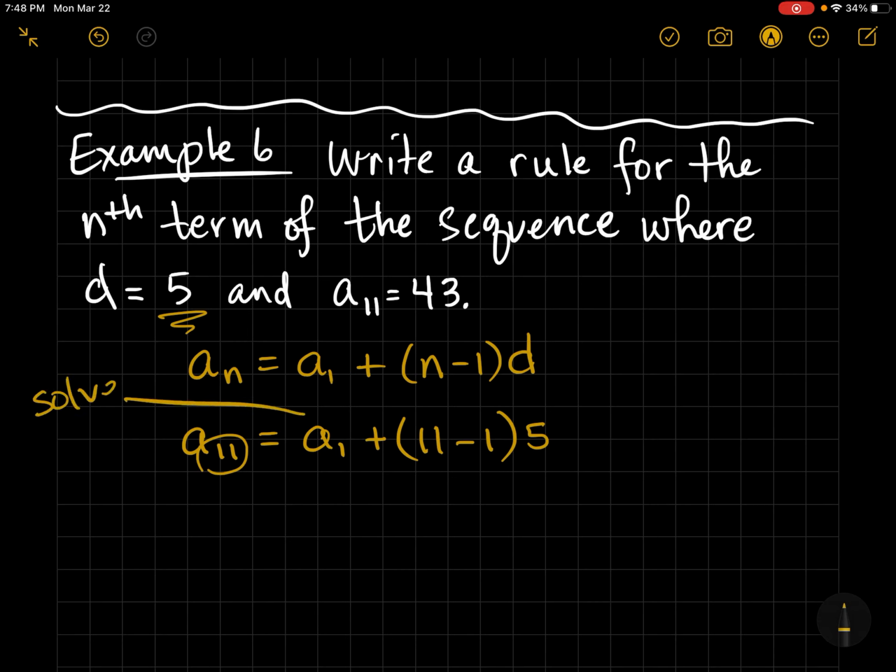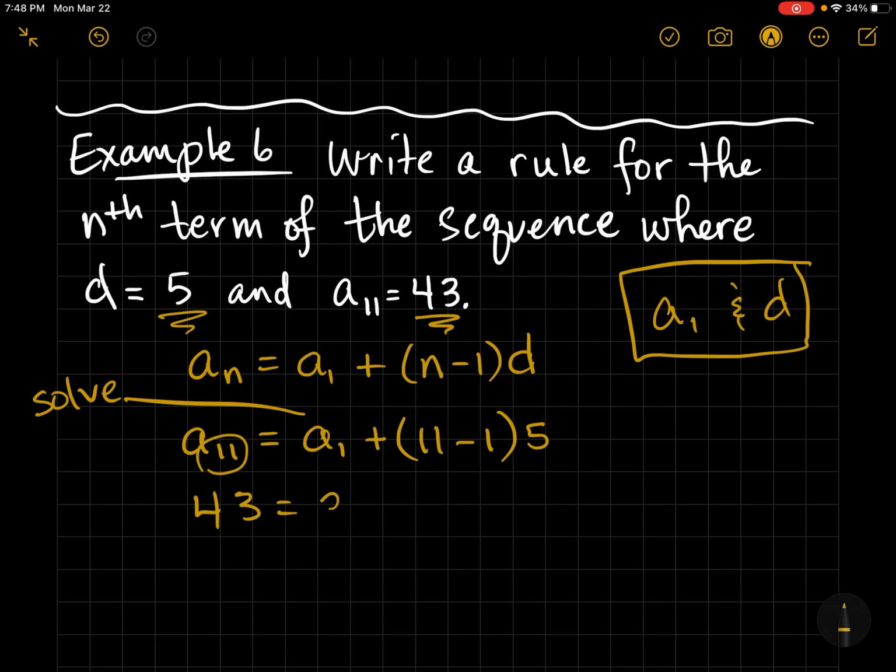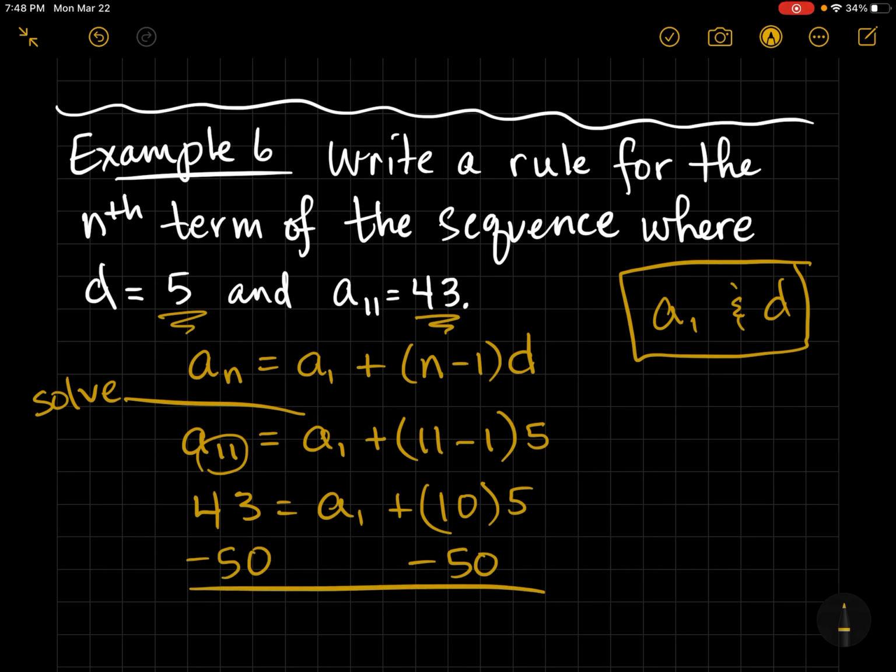So at this point, we can solve. We're going to solve for our one unknown, because to find the nth term, all you need is a1 and d. This is what you need. We're only missing the a1. So a sub 11, we know is 43, equals a1 plus 10 times 5. So that's 50. So I can subtract 50 from both sides, and I see a1 equals -7.